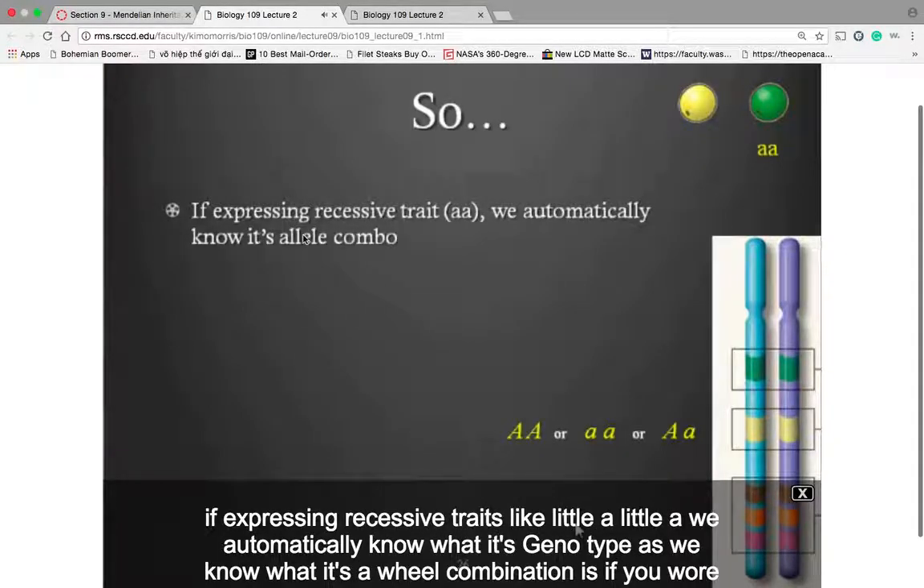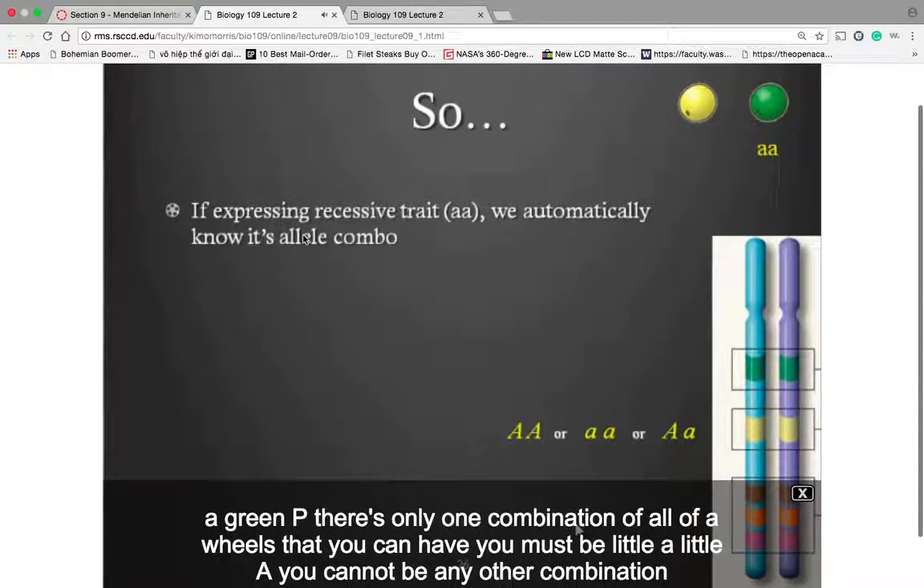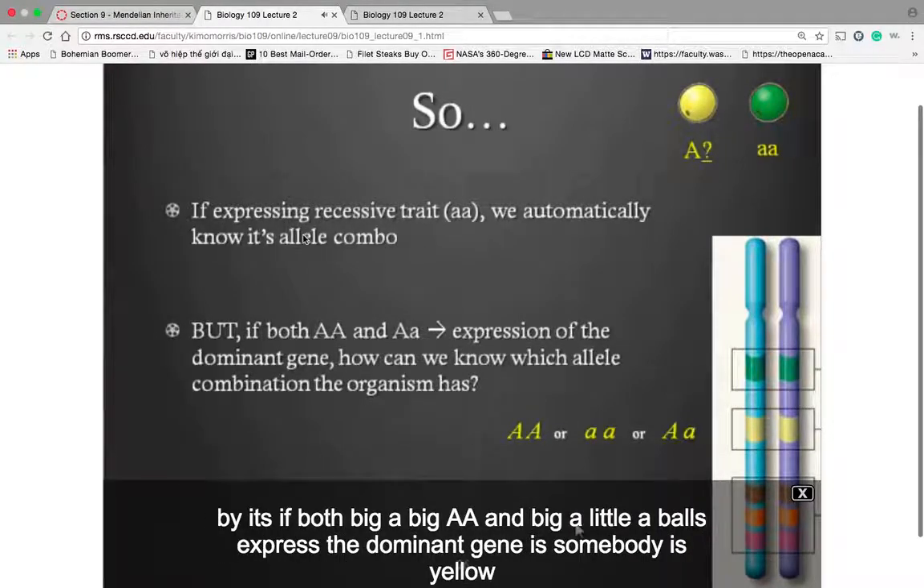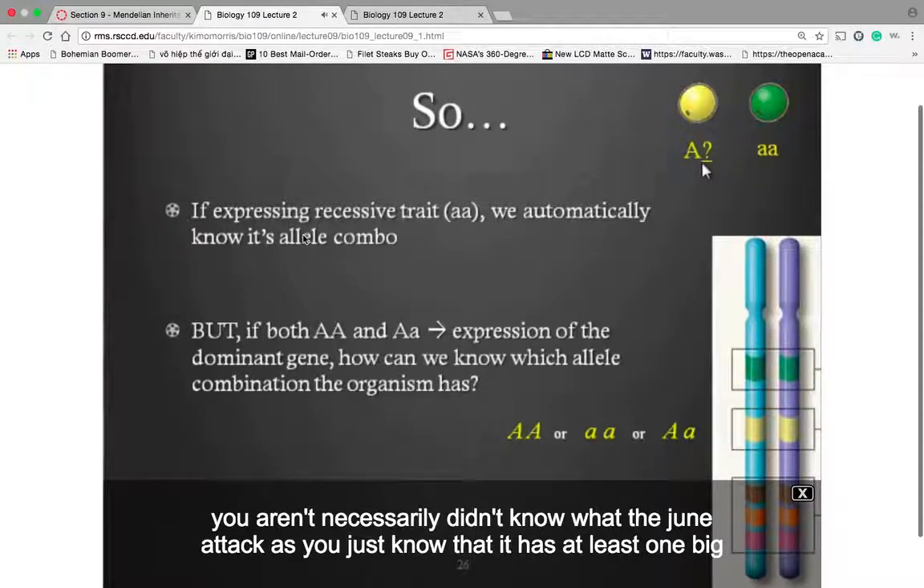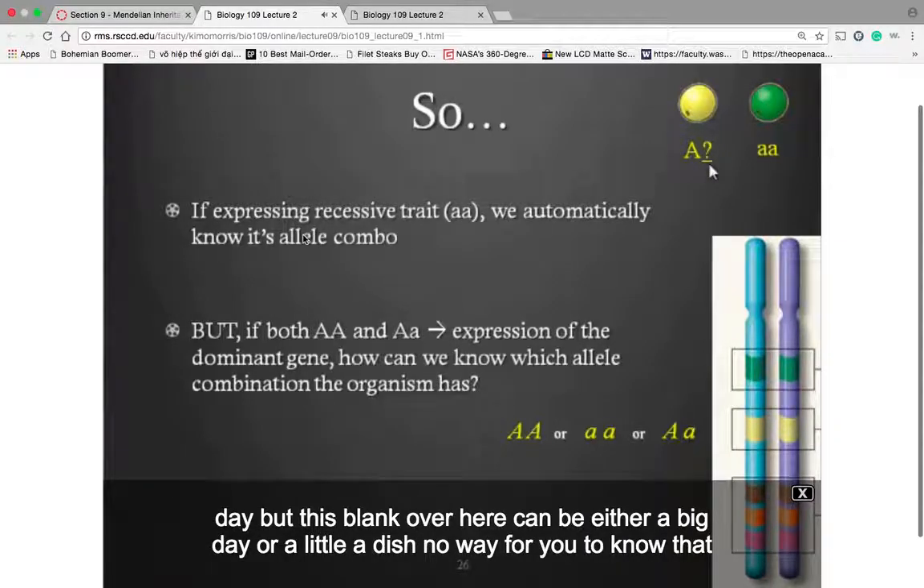If expressing recessive traits like little a, little a, we automatically know what its genotype is. We know what its allele combination is. If you are a green pea, there's only one combination of alleles that you can have. You must be little a, little a. You cannot be any other combination. But if both big A, big A and big A, little a express the dominant gene, if somebody is yellow, you aren't necessarily going to know what the genotype is. You just know that it has at least one big A. But this blank over here can be either a big A or a little a. There's no way for you to know that.